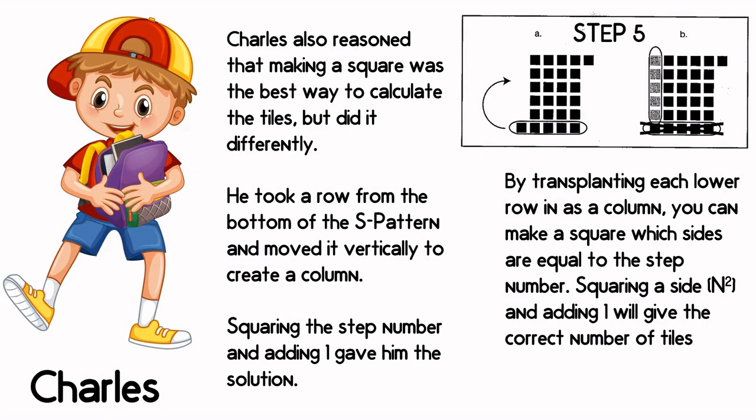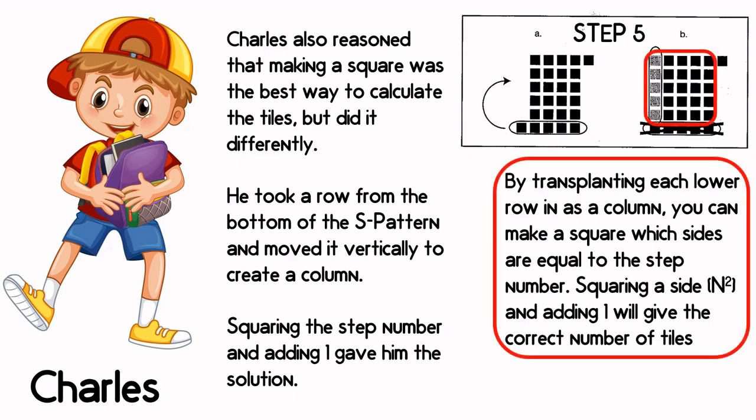After David, Charles was the next to come up with a formula. He stated that by making a square, just like David did, you could figure out how many tiles. He did it a very different way, though. He took one of the rows, the bottom row, and he moved it to the side. And if you do that, you transplant the lower row into the column.